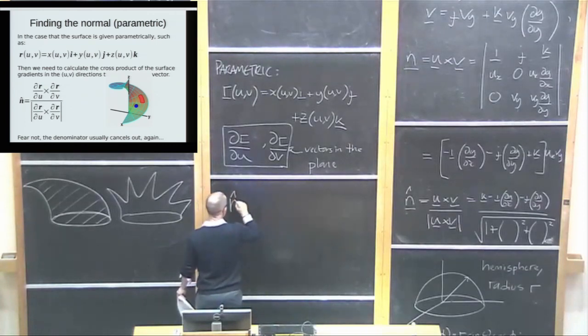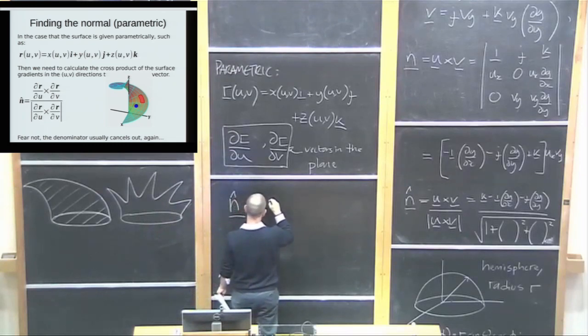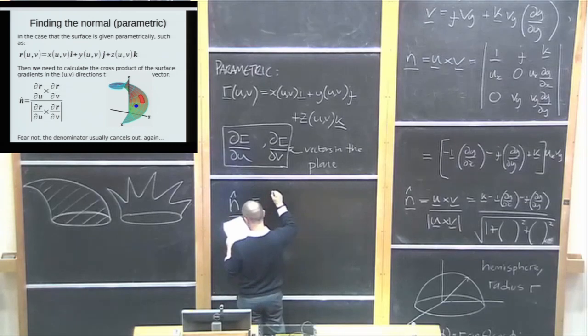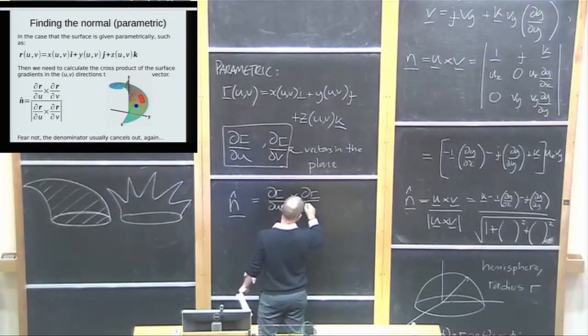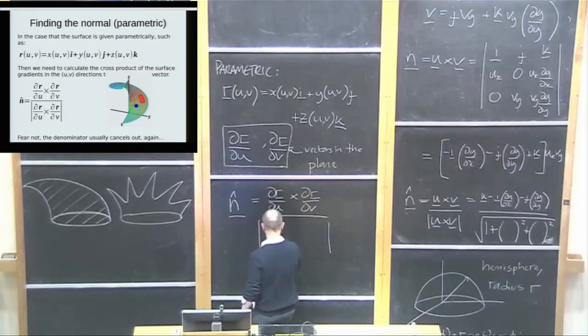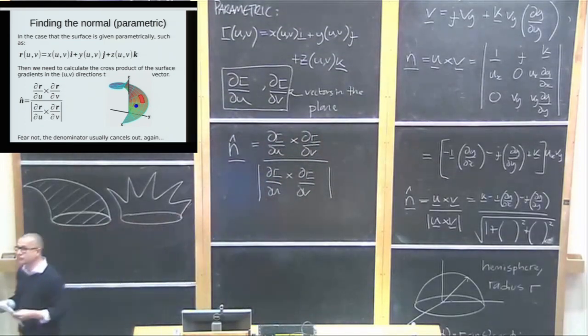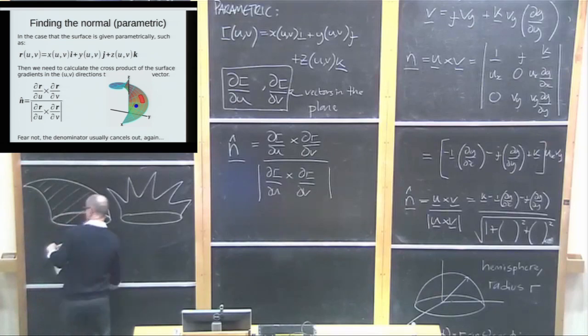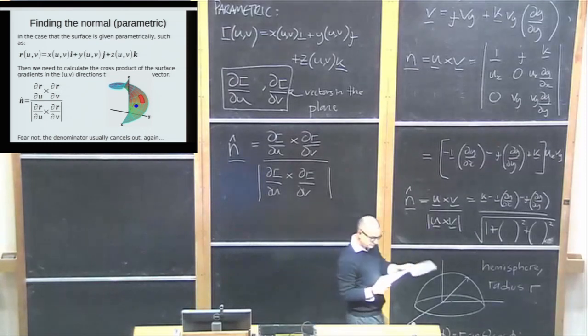So therefore, for a parametric surface, the unit normal vector is given by dr/du cross dr/dv divided by the magnitude of this. And I'll show you at the end of the lecture how again these terms cancel out to make our surface integrals more straightforward. And in tomorrow morning's lecture, we'll actually go through some examples of how you do this.